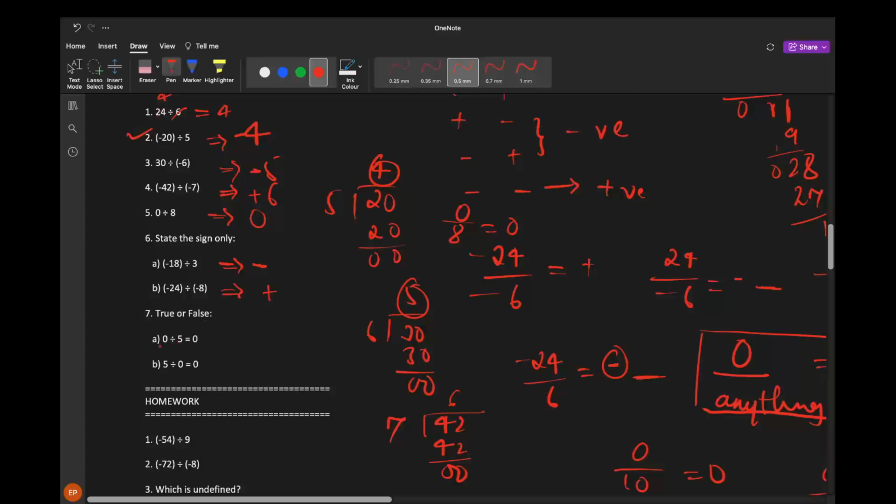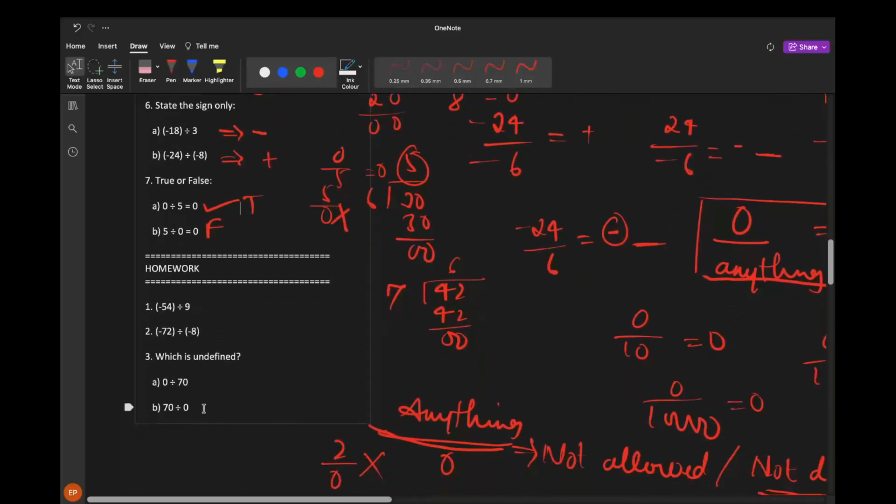True or false? Is 0 by 5 true? How much will it give? 0. Yes, correct. 5 divided by 0, in division there should not be 0, so this is false, this is true. Here are some homework problems. Please solve and answer in the comment section.